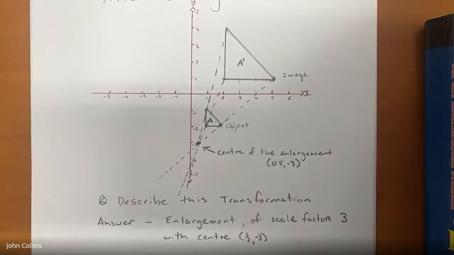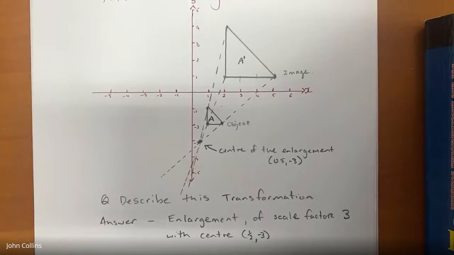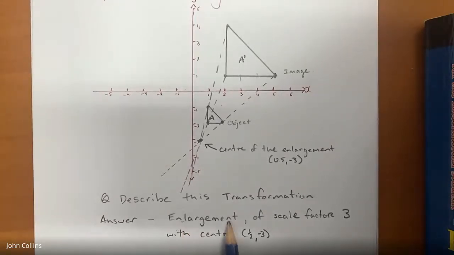I'll give you a second just to tidy up your diagram. So 3 bits of information. It's called an enlargement. You need the scale factor. So the scale factor is how much bigger or smaller. So it could be smaller.